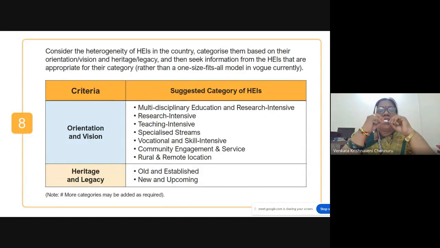Okay, yes. Now, till now only 3 categories: university, autonomous, affiliated. The excellent point here is that we consider the heterogeneity of HEIs in the country.